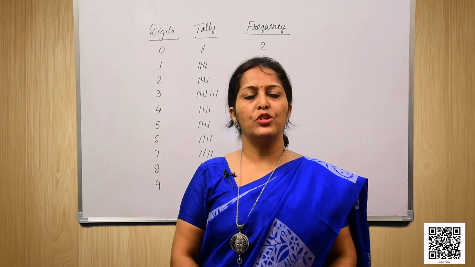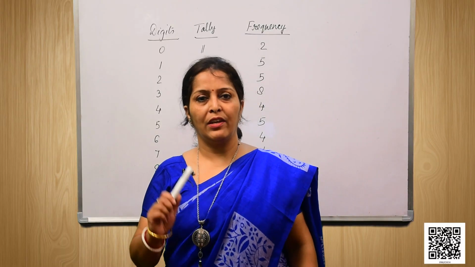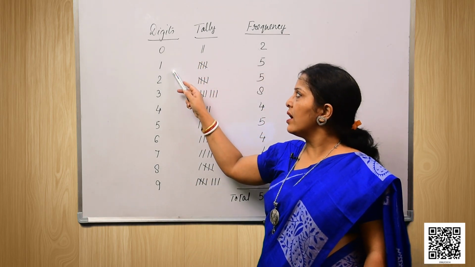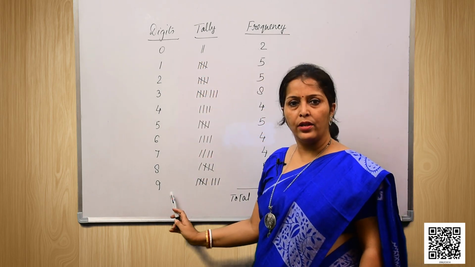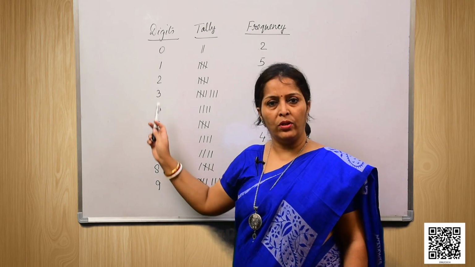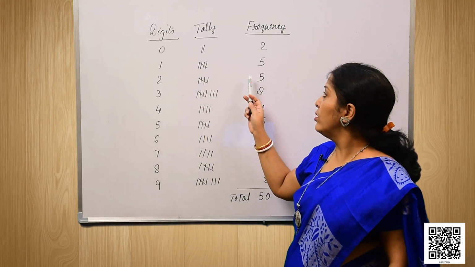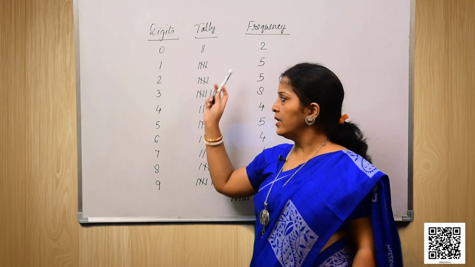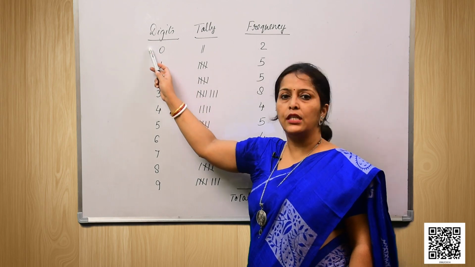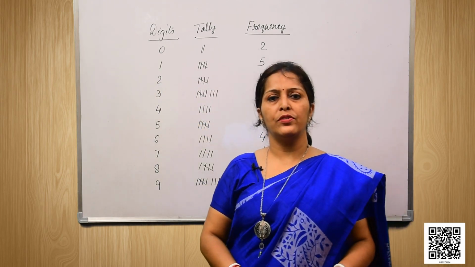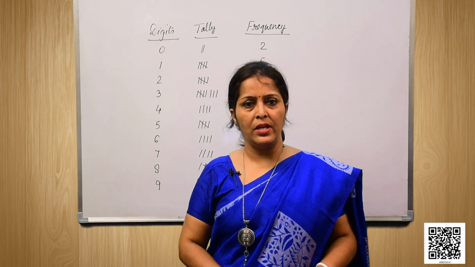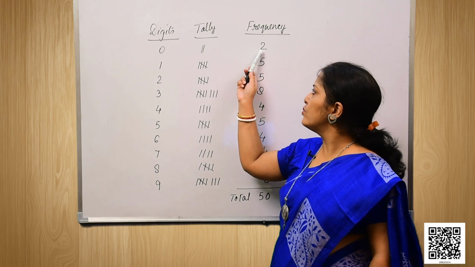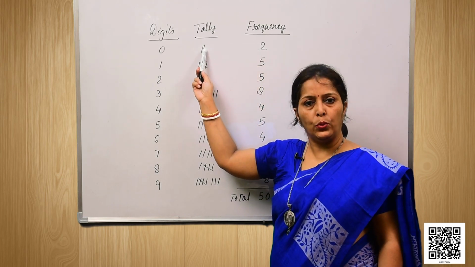So now the solution of question number 7, which I have done on the board. Please see. The different digits given to us were from 0 to 9. So the first column consists of all the digits. The second column I have marked as tally and the next one as frequency. Now the first number is 0. In the entire process where all 50 numbers are given to us, 0 is occurring only twice. So the frequency is 2, so the tally will be 2.